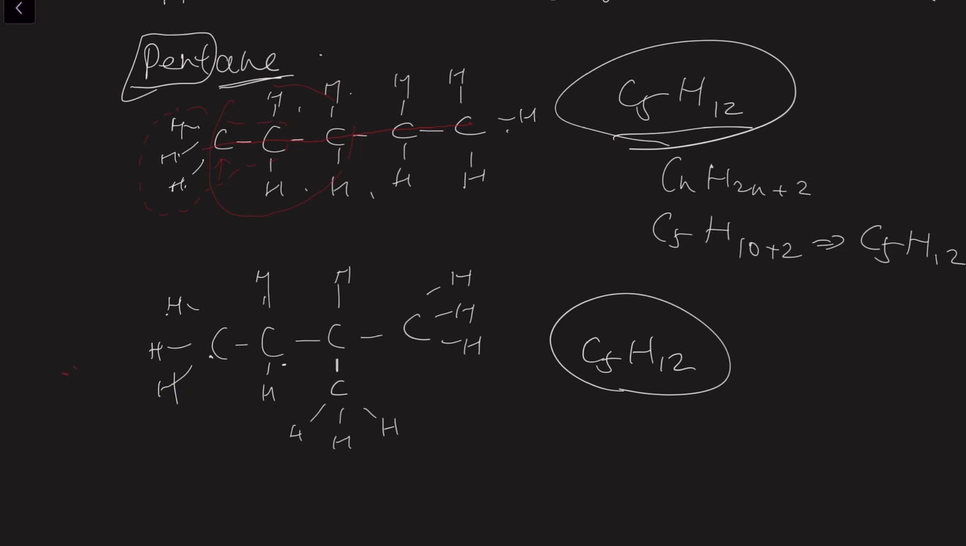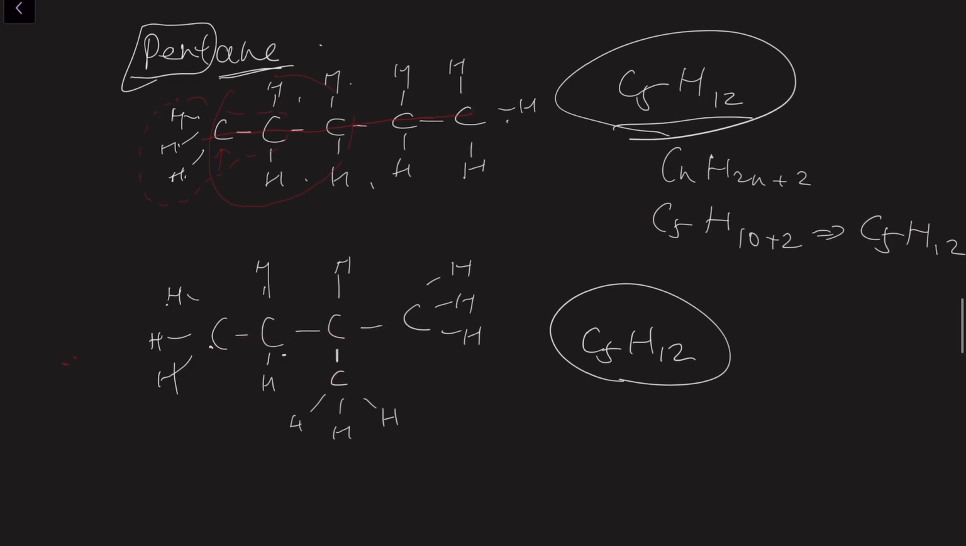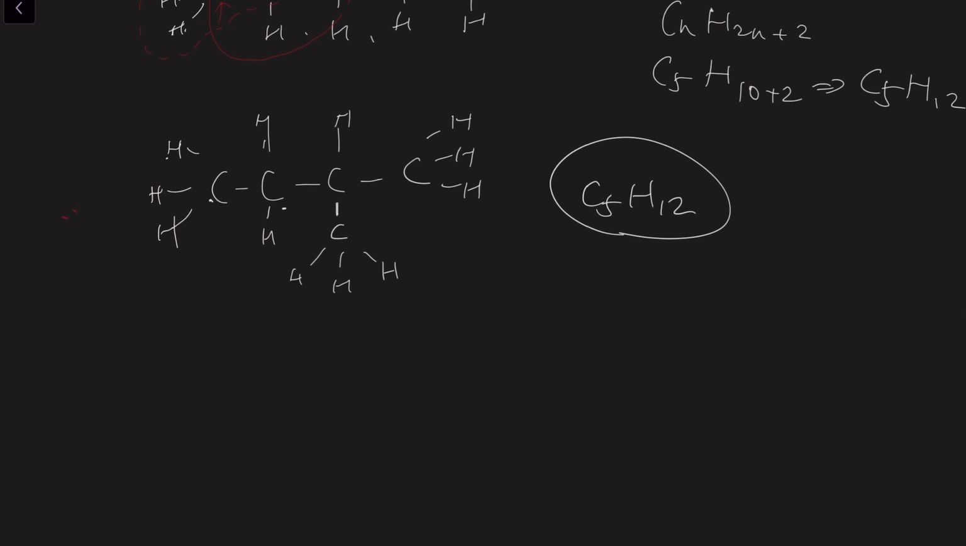For the second one, 1, 2, 3, 4, I can only do 4. Or I can do 1, 2, 3, 4. I can only do 4. It is not possible to connect the 5th carbon. So the main chain should have the name built in, because there's only 4 carbons in the longest continuous carbon chain.